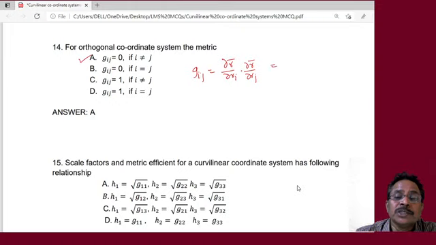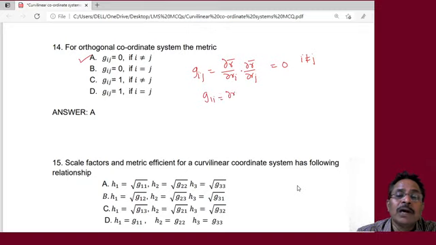This product must be equal to 0. So this will be possible only when i is not equal to j, and therefore this metric coefficient Gij will be equal to 0 provided i is not equal to j. Therefore this is the requirement of every orthogonal curvilinear coordinate system.